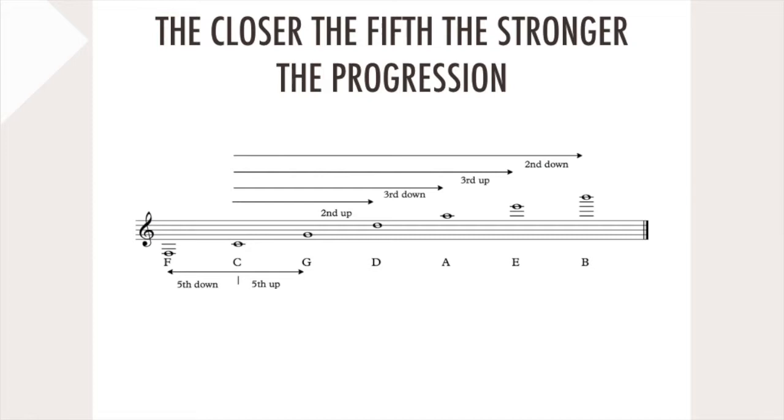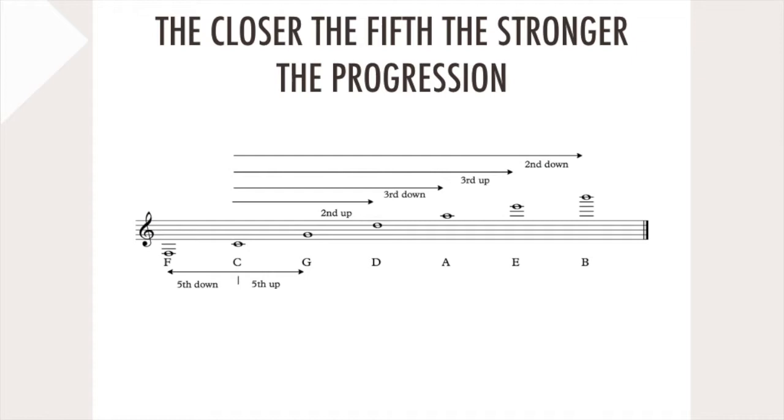C down to F is a fifth away. Remember, C is the tonic. C up to G is 1/5 away. C up to D, which is 2/5 away, because you have C and G and then D. A is 3/5 away, C to G to D to A. E is 4/5, and B is 5/5 away.